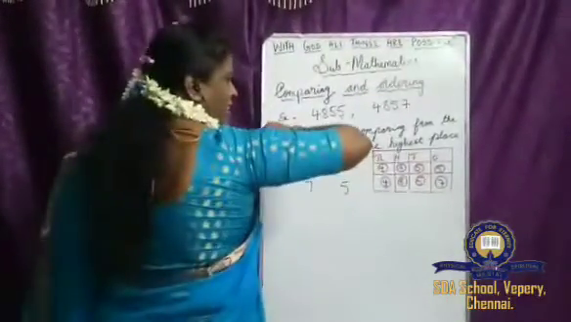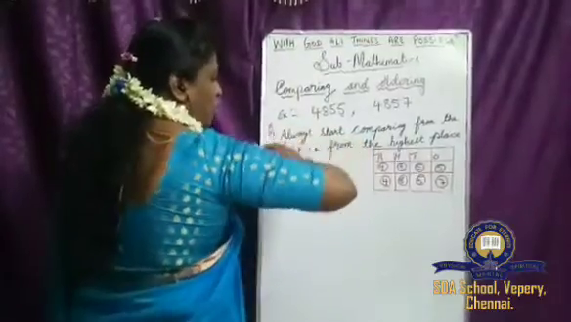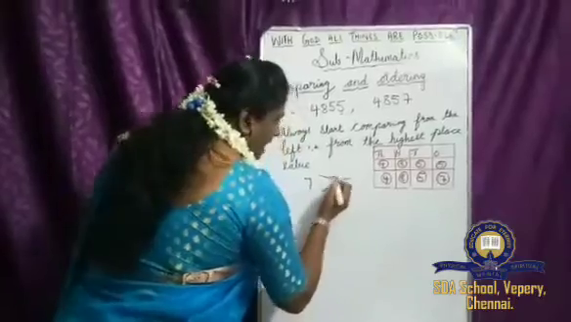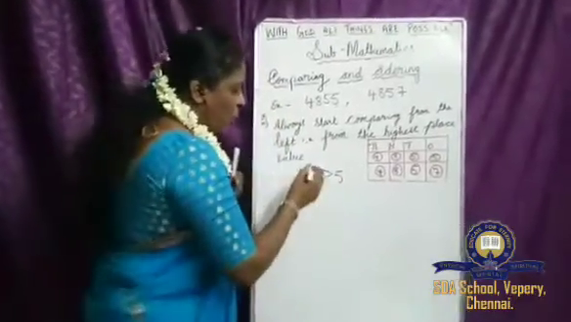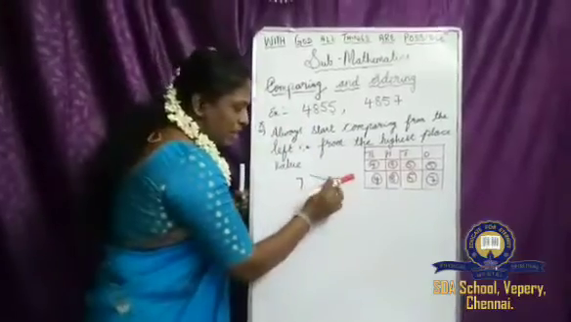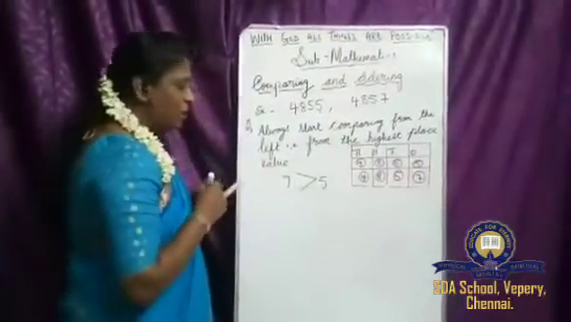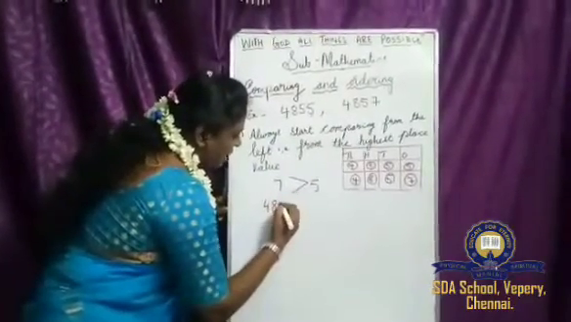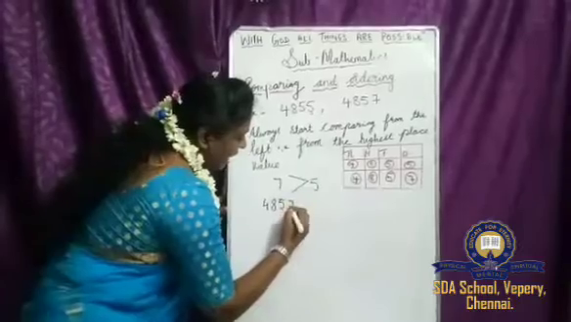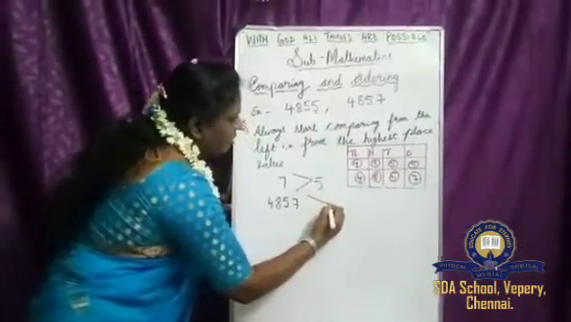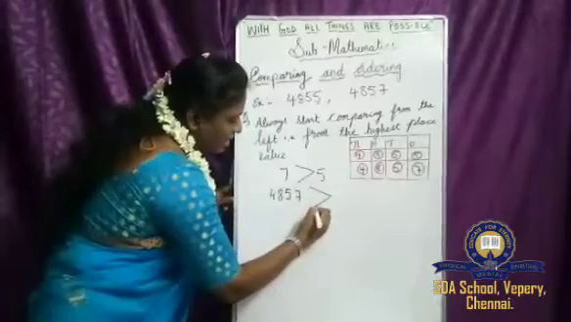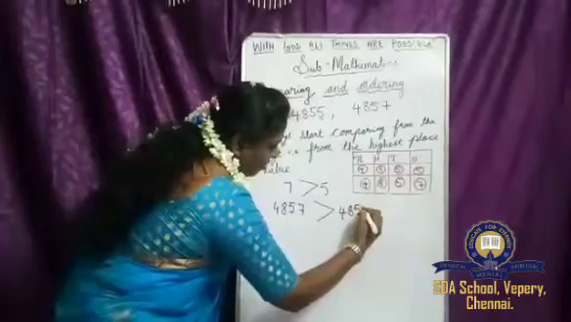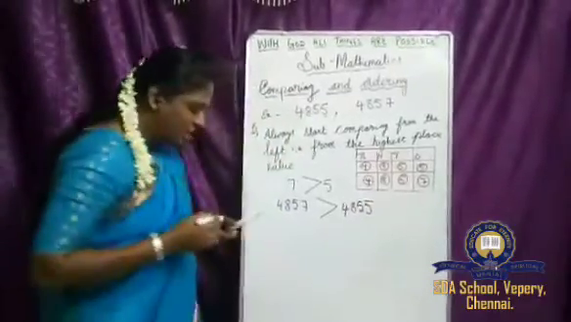If I stand like this, just see which side is open. It's towards me, so write like that only. This side is open and this side is closed. So the open side is the bigger number, and the closed side is the smaller number. So 4857 is greater than 4855.